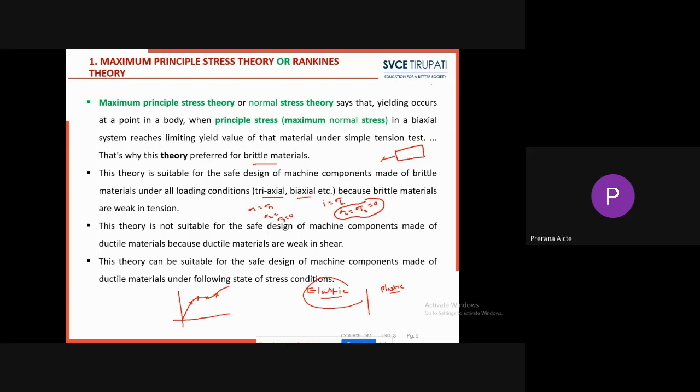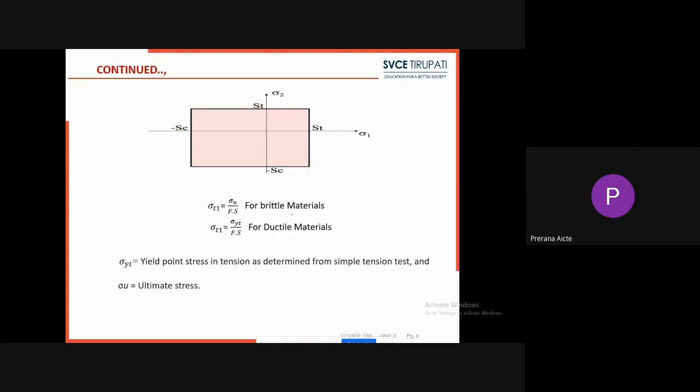That's why the maximum principal stress theory is defined as: if you observe the maximum amount of load which can reach the yield point value under the simple tension test, the theory is called the maximum principal stress theory, also called Rankine's theory. Clear? This theory is mainly applicable only for brittle material. Right, good. Next, how to calculate?